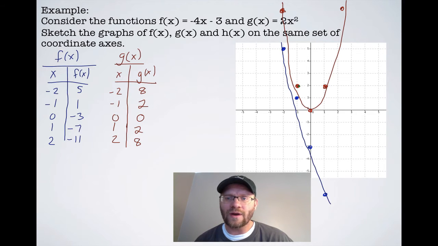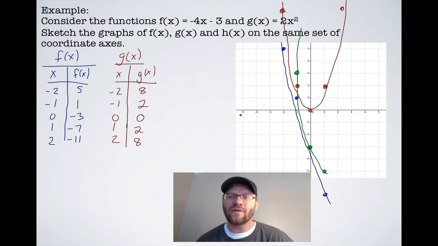Here we have a height of 1 and a height of 2. Our new point will be at a height of 3. Here we have a height of 0 and a height of negative 3. Well, 0 plus negative 3 is negative 3. And here we have a negative 7 and a positive 2, which would put us at negative 5. And then we would just connect the dots in graphing our new graph.